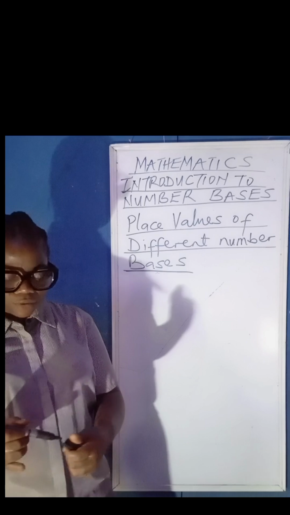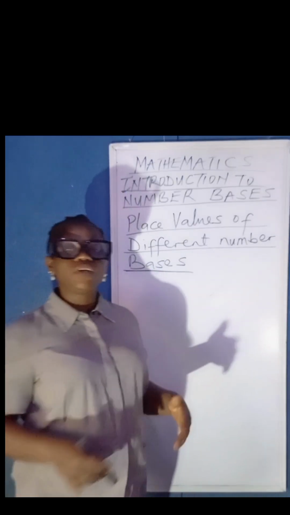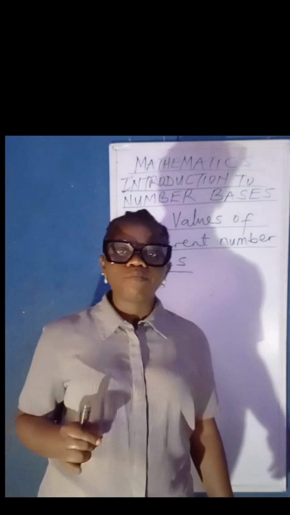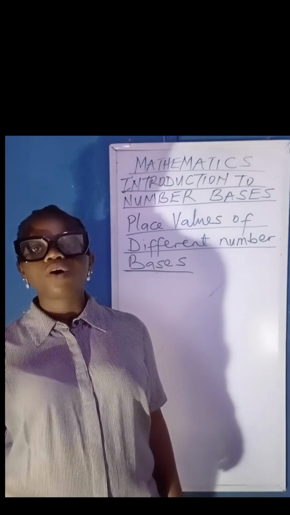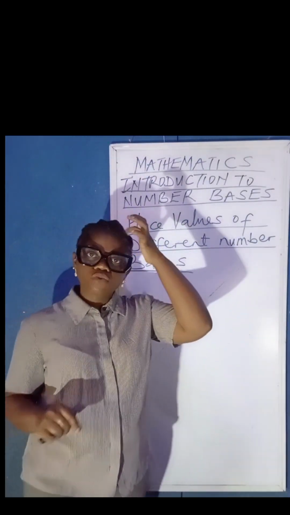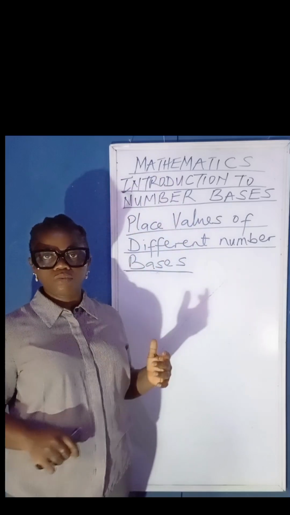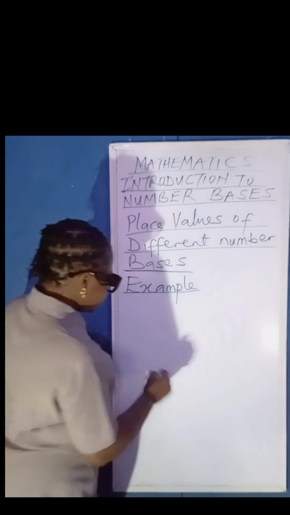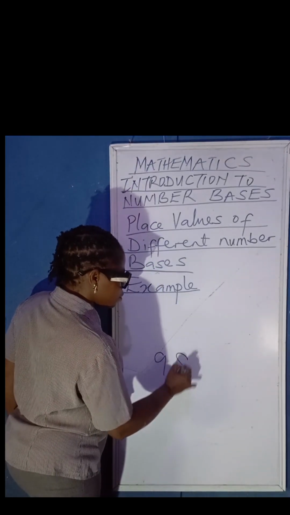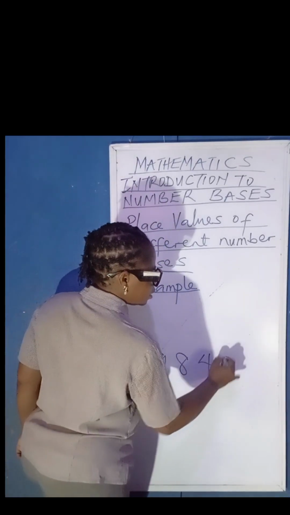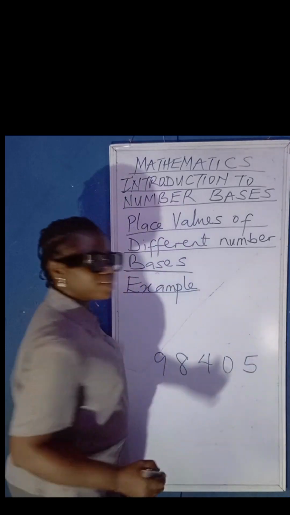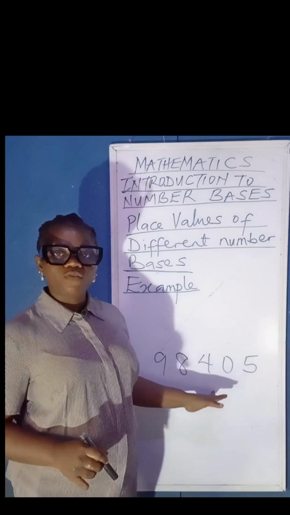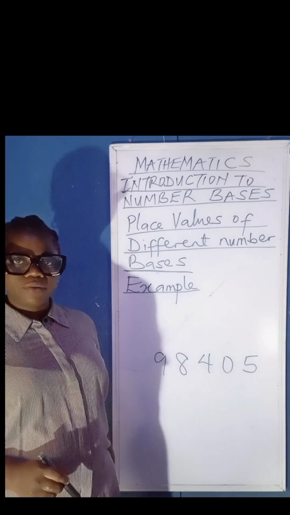Let us learn to place value on the digits of different number bases. I am going to be starting from base 10 because that is what we know. Let us start from what we know to what we don't know. I'll be making use of this example, which is 98,405. We want to place value on these numbers.